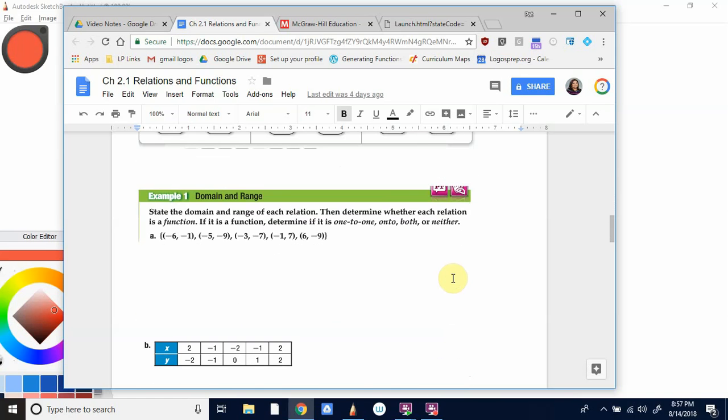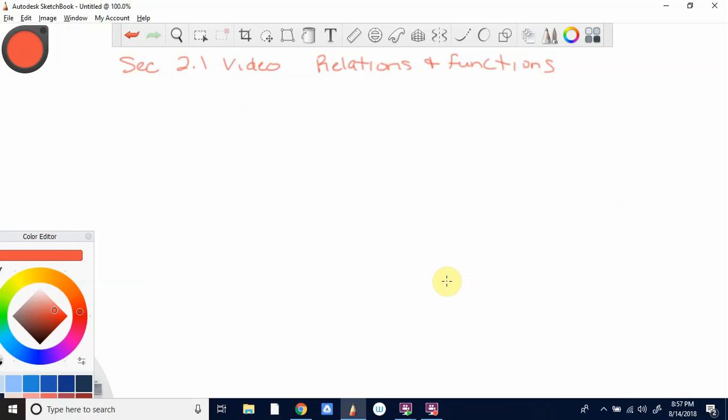So let's go and look at example 1. They want us to state the domain and the range of each relation. Determine whether each relation is a function. If it is, is it a one-to-one, an onto, both, or neither? So let's take the first example and let's write out what is the domain. That's the first thing you want to do. So it's going to be -6, -5, -3, -1, and 6. Then what is the range of this? It's going to be -9, -7, -1, and 7.